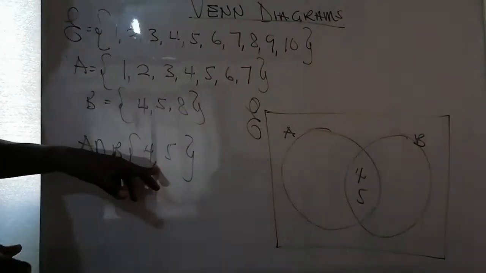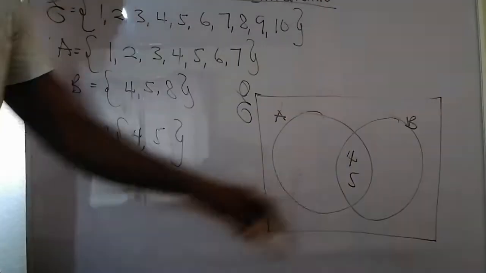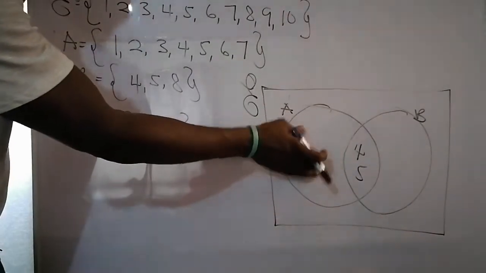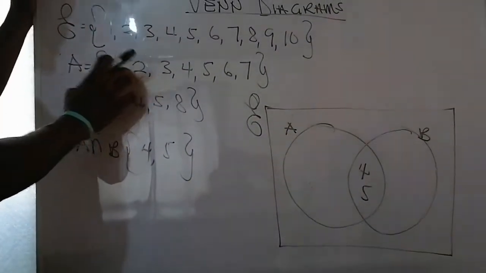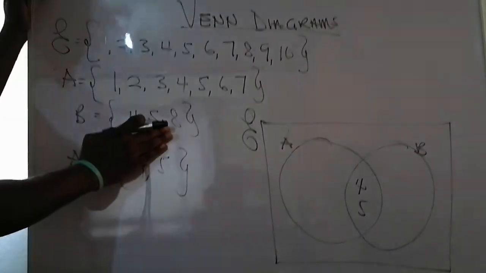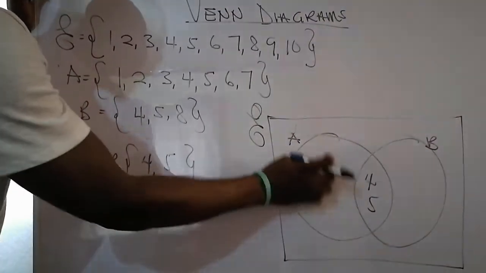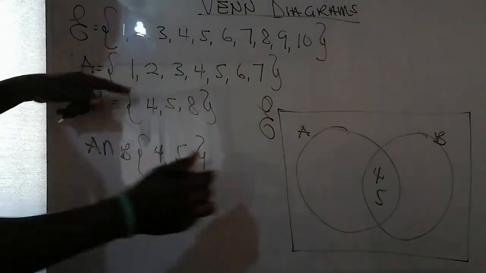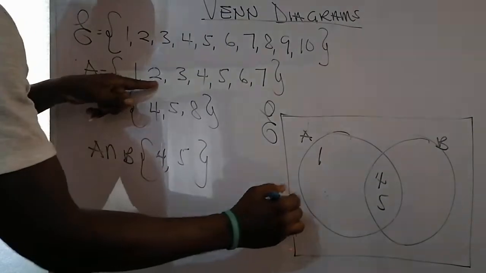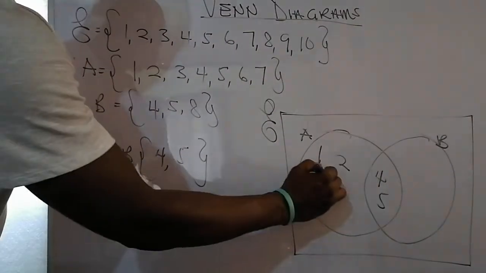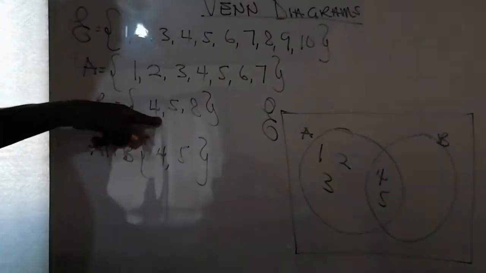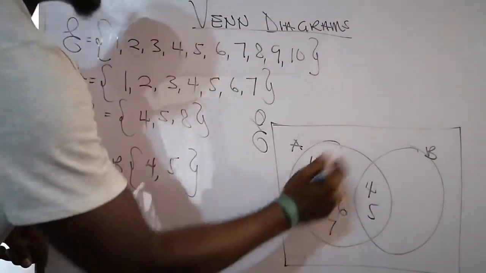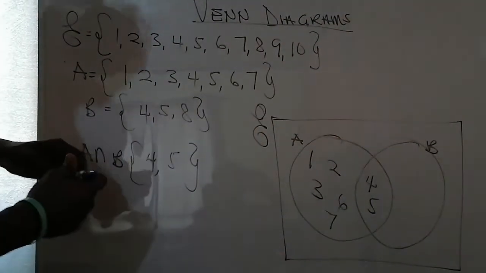Now that I've written 4 and 5 in my intersection, all the other elements that are left in set A will come here. Those that are in set A but are not in set B, I'll call this place set A only. So 1 is in set A but not set B, 2 is also there, there's 3, 4 is common to set B so we don't write it, 5 is common, then we have 6, and then we have 7. You don't need to write them in any order, put them anywhere, so long as they remain in this space.